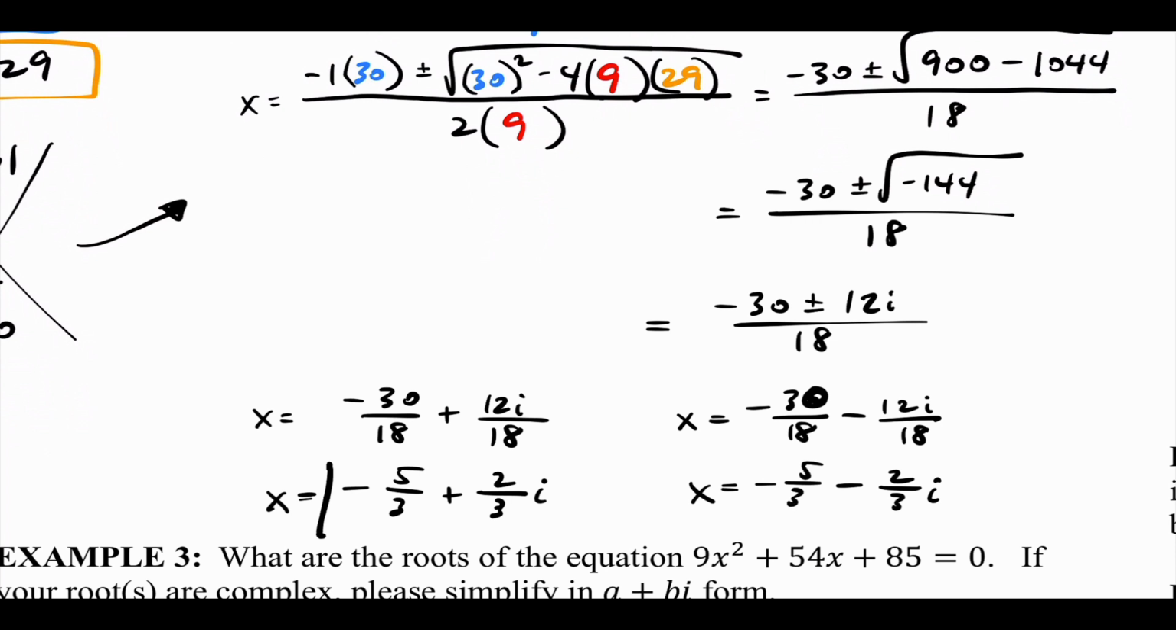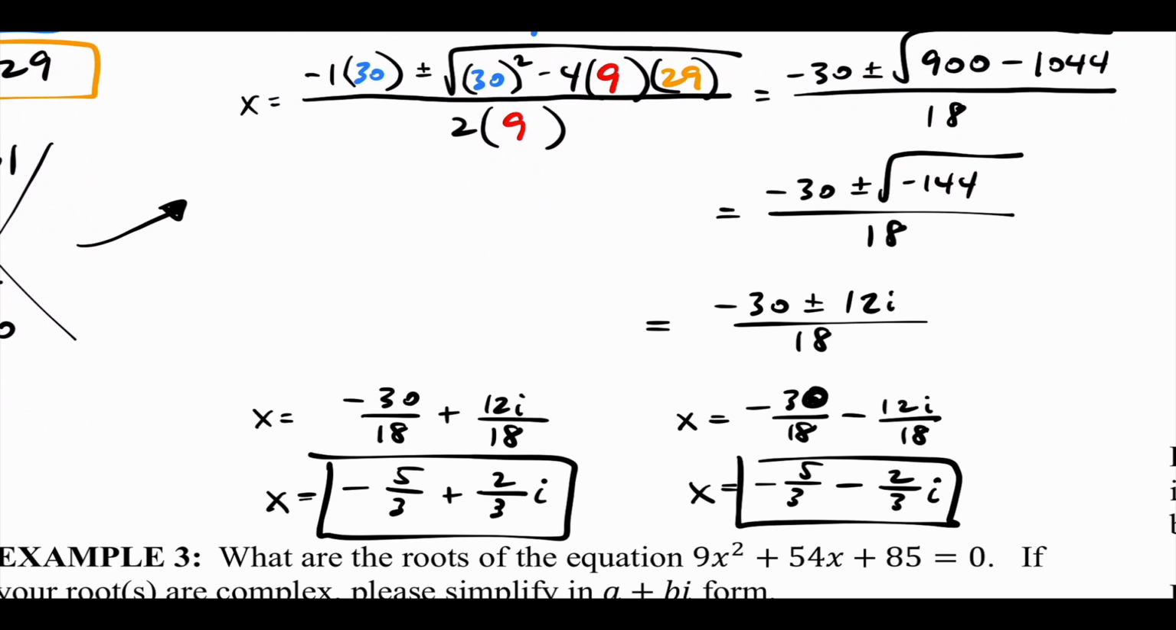There you go. So you have 2 answers, 2 boxes. Done. Negative 5/3 is the real part. 2/3 and negative 2/3 is the imaginary part. Okay. Yes.